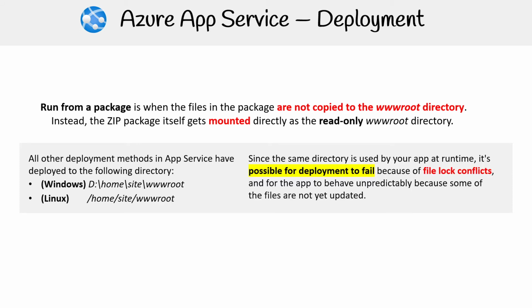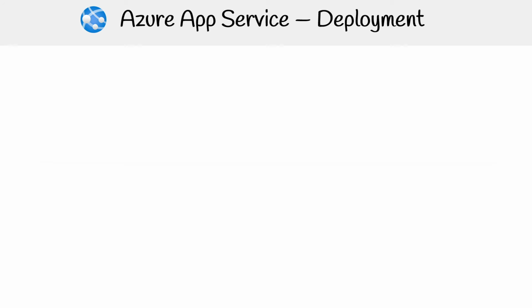Since the same directory is used by your app at runtime, it's possible for deployment to fail because of file lock conflicts. For that reason, the app might behave unpredictably because some of the files are not yet updated. So this is the reason why you might want to create a package. It circumvents the issue of replacing files in the folder.